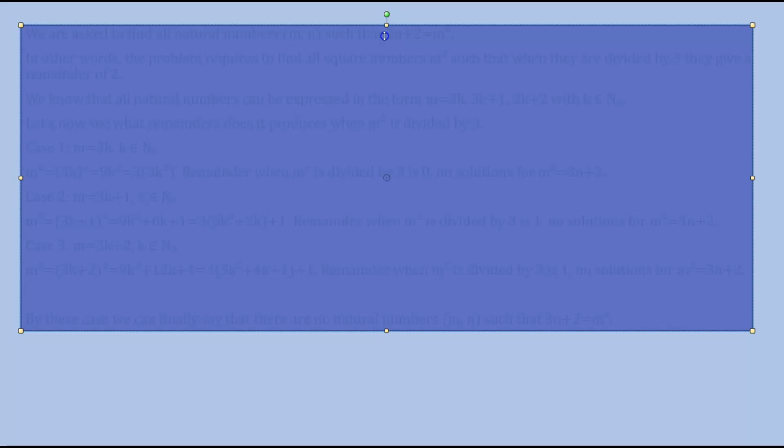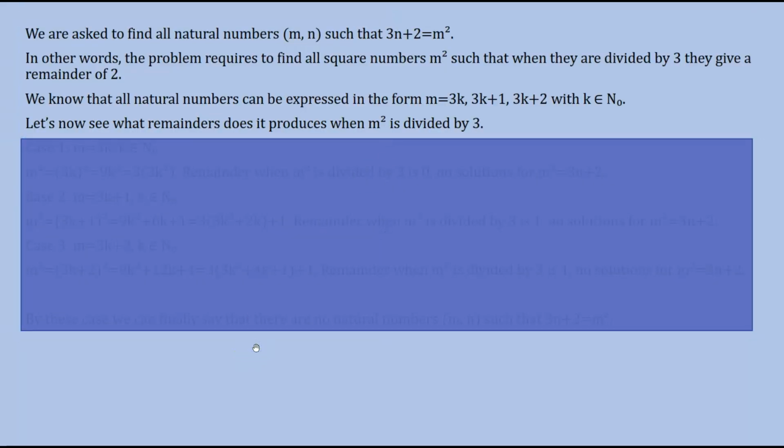So what we are asked to do is to find all natural numbers m and n such that 3n plus 2 is equal to m squared. In other words, we can rephrase that the problem requires to find all perfect square numbers m squared such that when they are divided by 3, they give a remainder of 2. So in order to solve this problem, we will not get into classical equation solving techniques, but we will take a look at another way of solution.